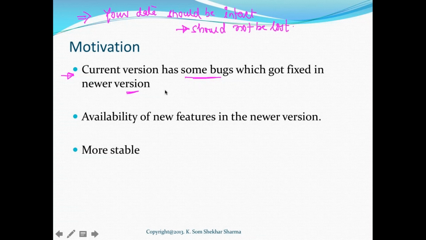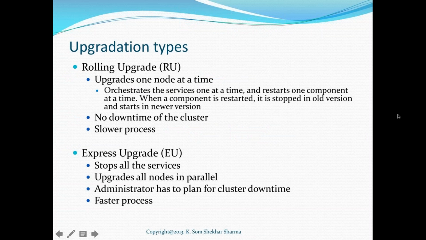So the current version has some bugs which got fixed in the newer version. In that case, you would like to go for upgradation, and maybe some new features have been added in the newer version, so you might want to use them. For example, let's say in HDP 2.3 you don't have LDAP support. I'm just taking an example. HDP 2.4 supports LDAP, so you might want to go for this feature. Also, we look for newer versions because they are more stable. So these are a couple of motivations because of which you would like to upgrade your Ambari or your HDP.